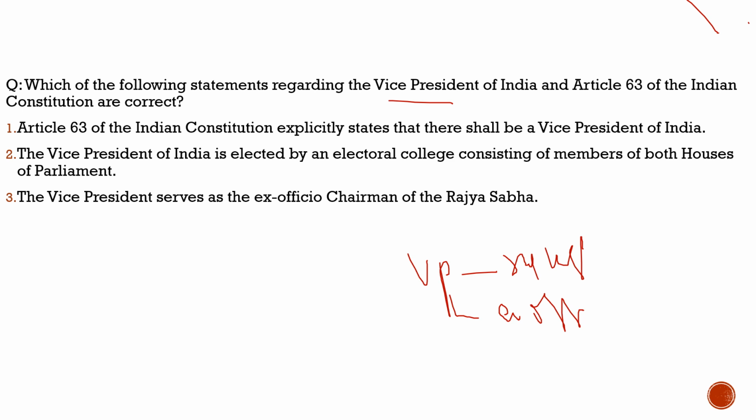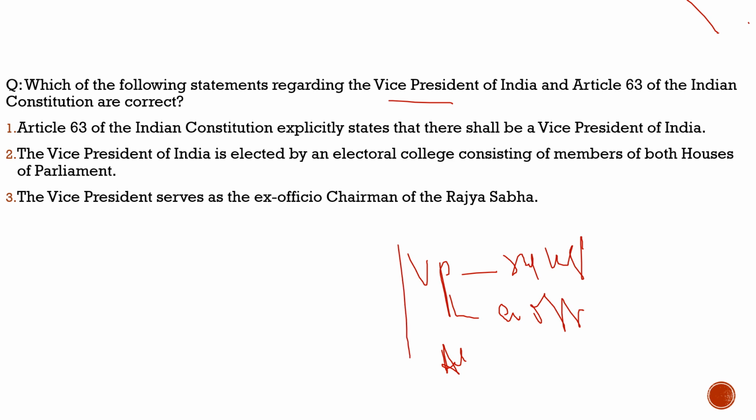And the Vice President acts as President during a vacancy in the office of the President due to death, resignation, impeachment, or other situations. He acts as the President if the President is not there. Also, it is Article 63 of the Indian Constitution which talks about the Vice President. Article 63 says there shall be a Vice President of India, that is, the office of the Vice President cannot remain vacant.